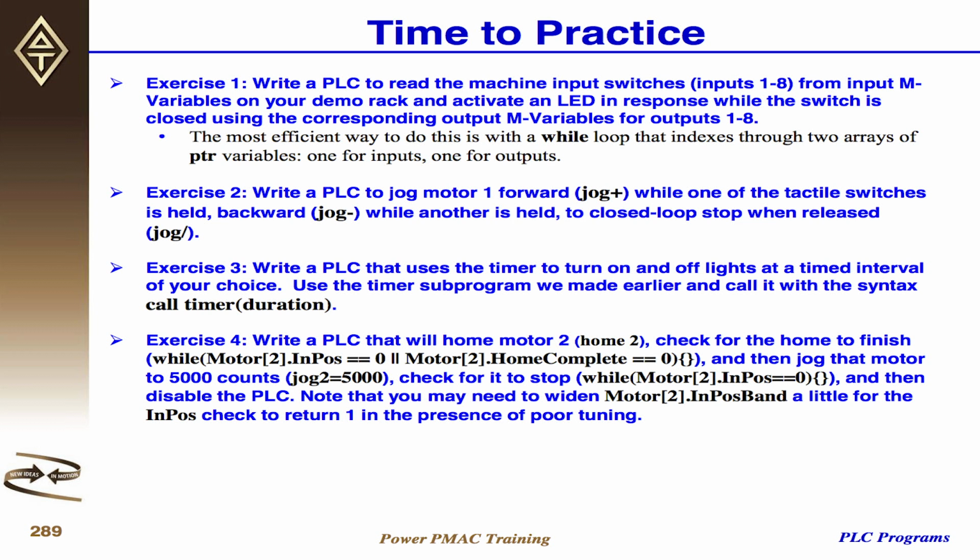The first exercise, basically it says you want to loop through all of your inputs on your demo box. And the inputs I'm talking about are right here. The top right of your box, you have 8 input switches. 4 of them are toggles, 4 of them are tactile. If any of those inputs are on, you want to turn on the corresponding output. So if input 1 is on, output 1 should be on. If input 2 is on, output 2 should be on. And if they're off, you should turn the output off.